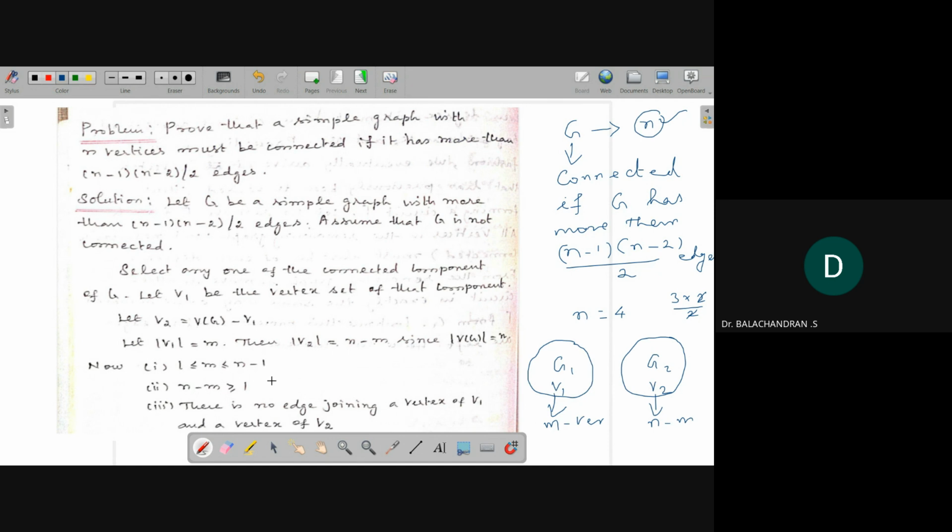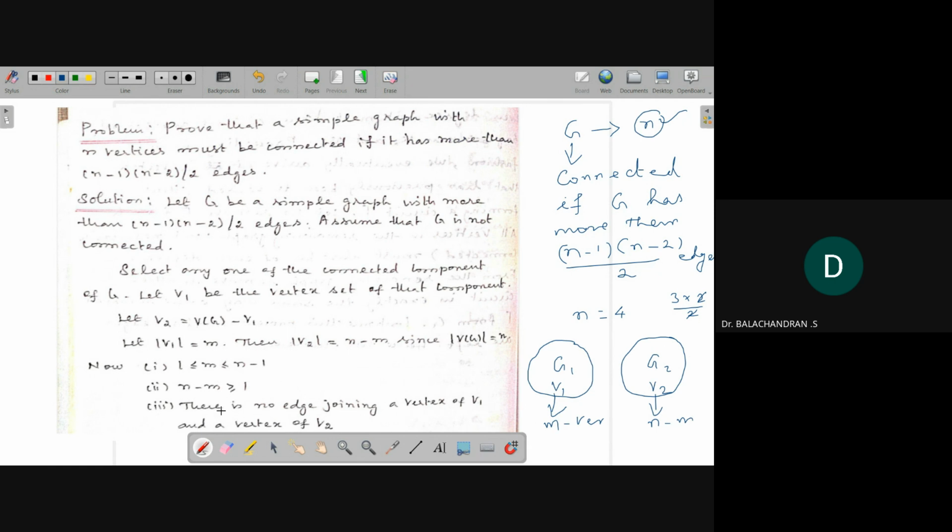Similarly, the number of vertices in the second component is n minus m. Here also it is minimum 1 and maximum n minus 1. So we should know: minimum 1, maximum n minus 1.